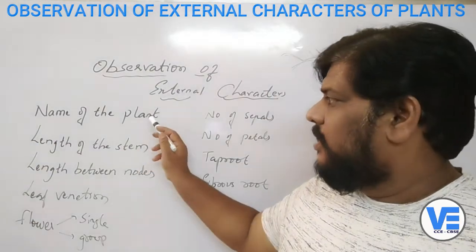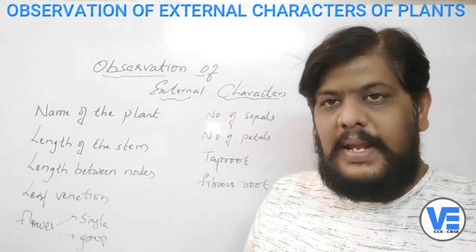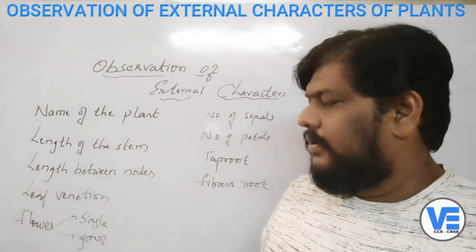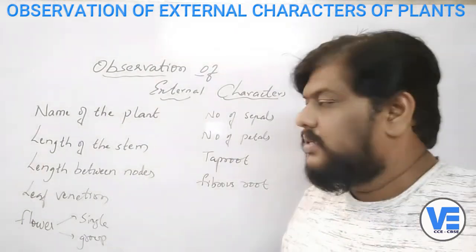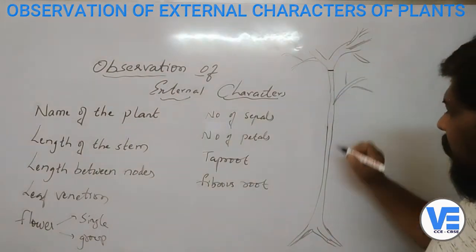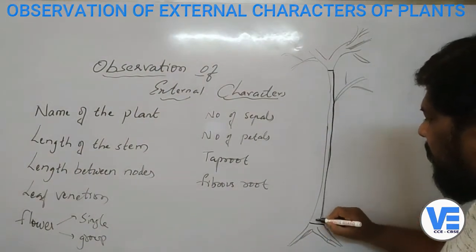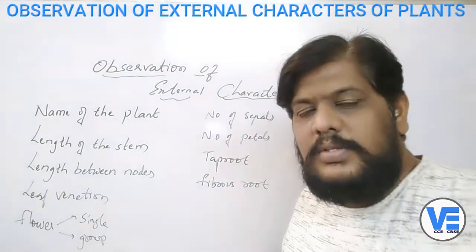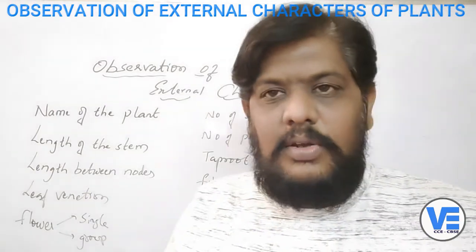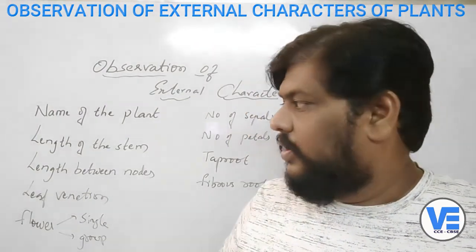The first one is the name of the plant which you are choosing. Whichever plant you choose, you write that particular name. Second one is the length of the stem, that is, see what is the size of the stem. You measure it with a scale, or you can use some measuring tape, then you can find out the length of the stem. That is what you can do.